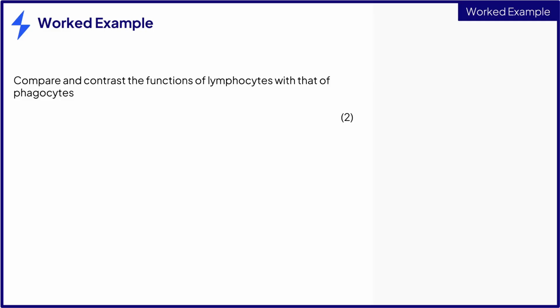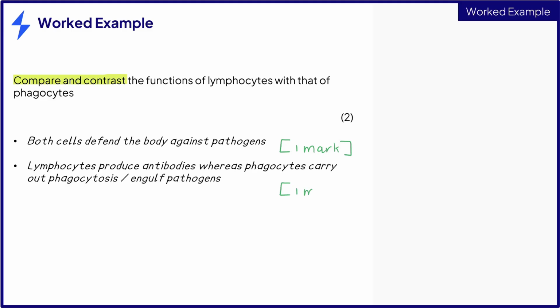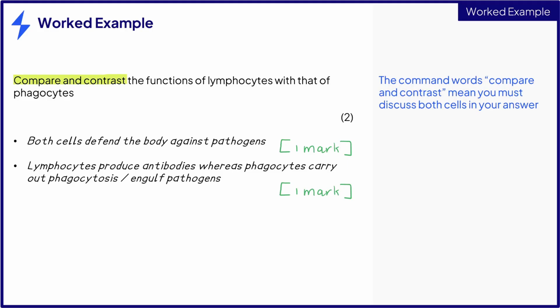Here is an exam-style question where you are asked to compare and contrast the functions of each cell type for 2 marks. We can start by stating that both cells defend the body against pathogens, and then contrast their functions as lymphocytes produce antibodies, whereas phagocytes carry out phagocytosis by engulfing pathogens. A compare and contrast question means you need to refer to both cell types in each part of your answer, by using words like both or whereas.